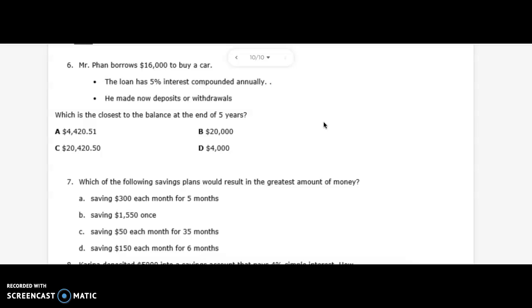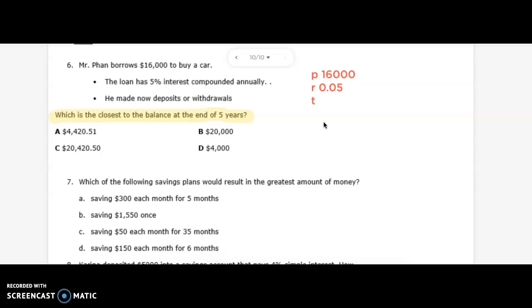Is this question asking me for interest? And it's not. We see interest here, but it says interest compounded annually. But this question is not asking me for interest. So we know that we're looking for the total amount. We know that the principal is $16,000. The rate is 0.05, and the time is 5 years.